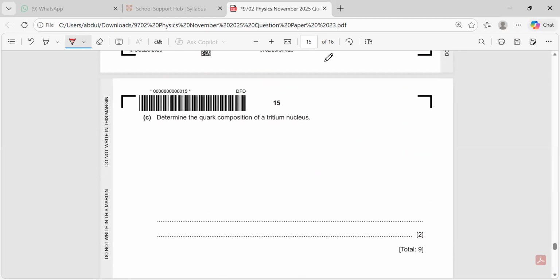Now, determine the quark composition of a tritium nucleus. Tritium nucleus, my dear sons, it was given on the previous page. That is 1H3. So quark composition. Electrons are out. Electrons are still fundamental particles. For quark composition, we need to write about the proton and neutron. The proton is UUD, up, up and down quark, whereas the neutron is UDD.